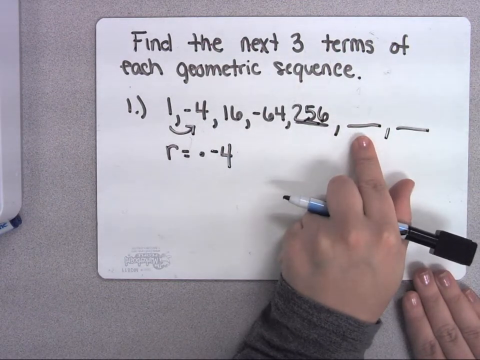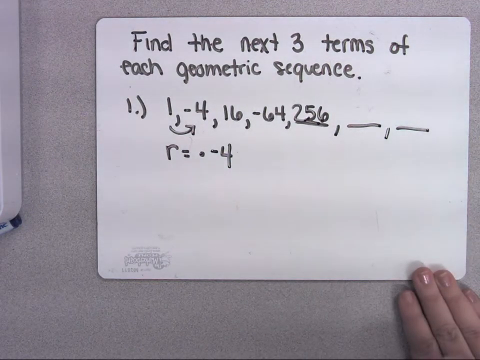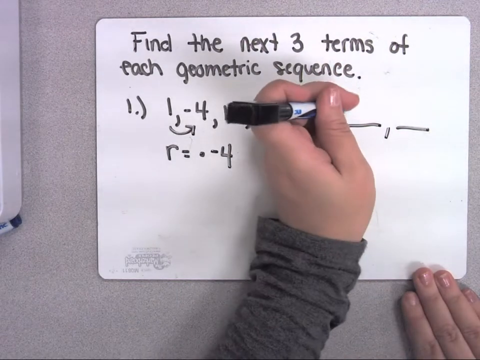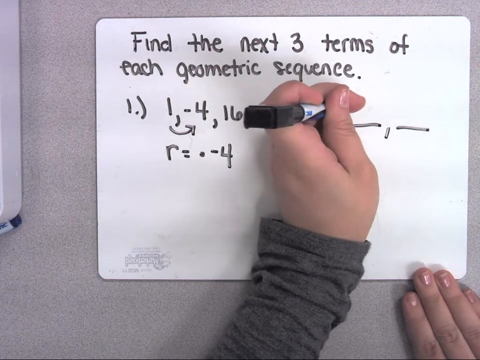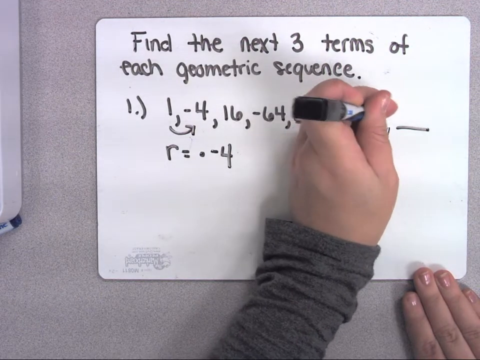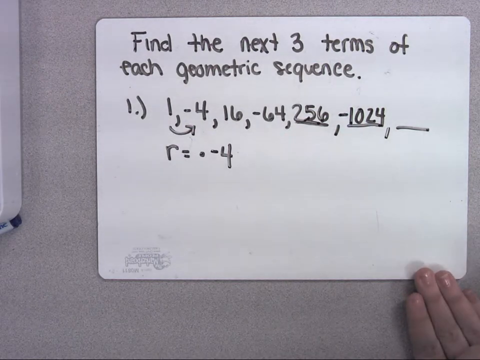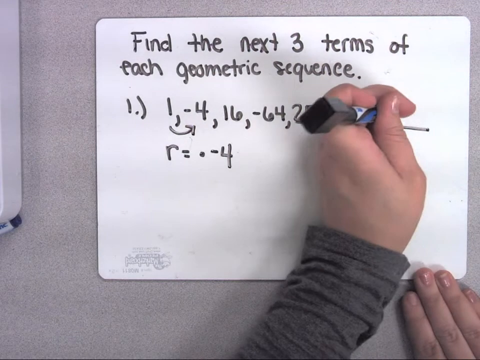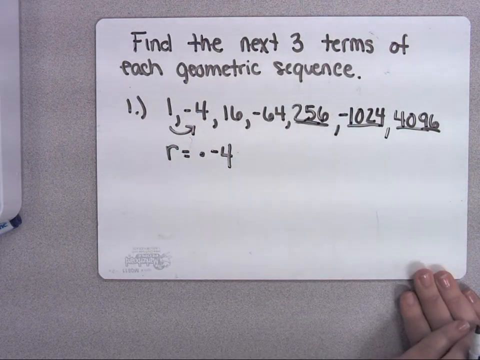Now how am I going to get the second one? Yep, times -4. If you have a calculator, just put times -4 and it'll substitute that number right back in. What's that big number? Negative 1024. And then how do we find the last one? Again, times -4. And we're going to get 4,096. They must be playing a review game over there. They're getting a little crazy.